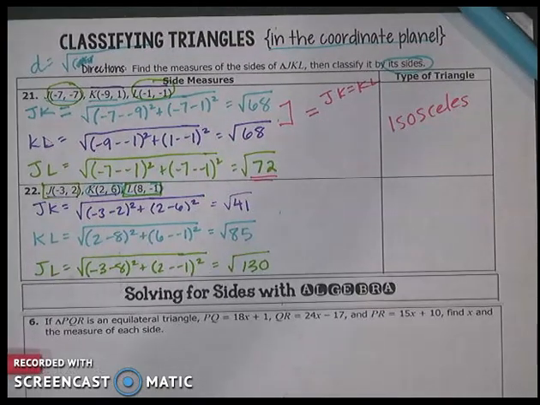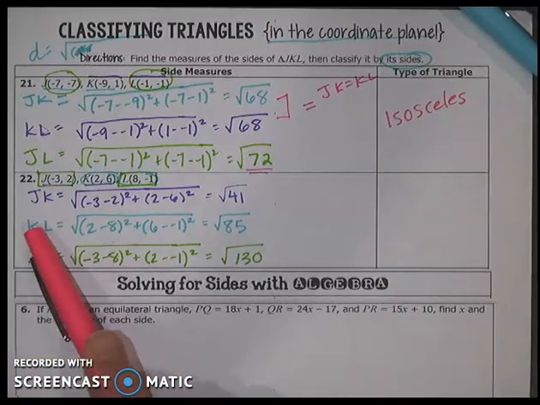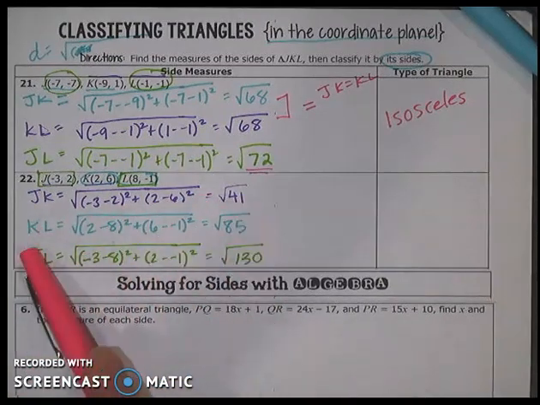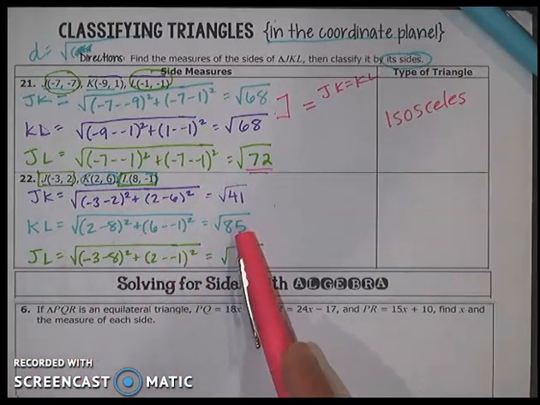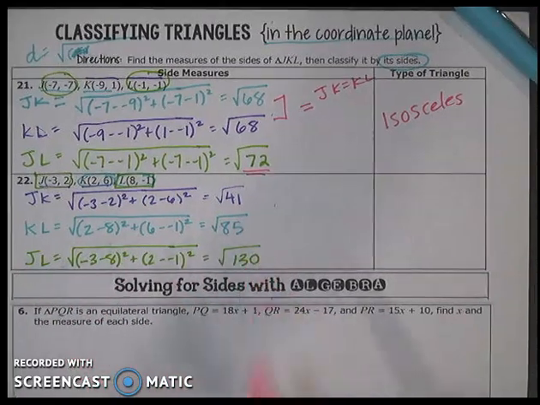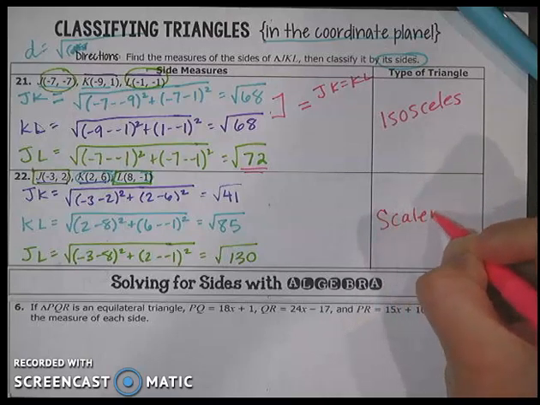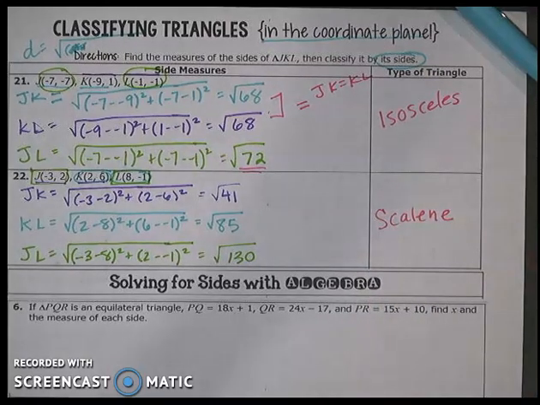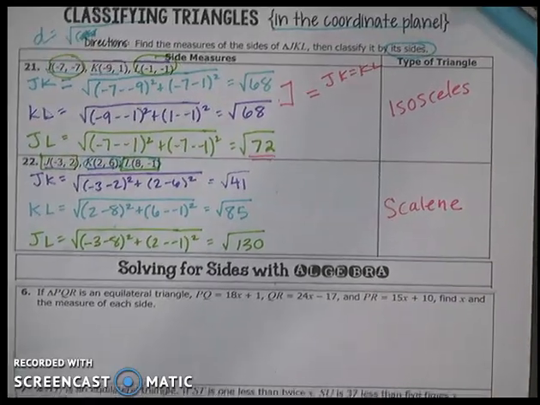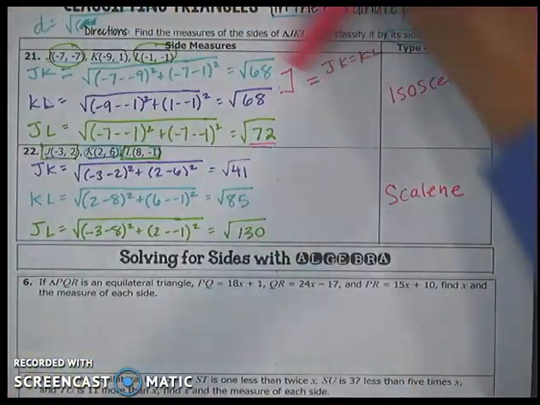Okay, so you can see that I have found the length of side JK. JK I found to be the square root of 41, KL I found to be the square root of 85, and JL is the square root of 130. Because they are 3 different, that means that you have 3 non-congruent sides, non-equal sides, so that means that this is a scalene triangle.